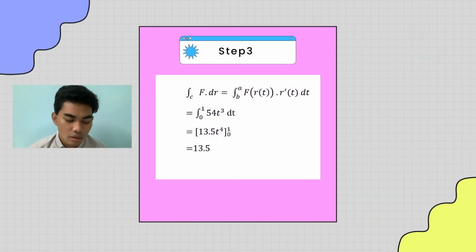Step 3. Evaluate the work done by integrating 54 t to the power of 3 with limits 0 to 1. We get 13.5 t to the power of 4 with limits 0 to 1. We insert the limits and the final answer is 13.5.